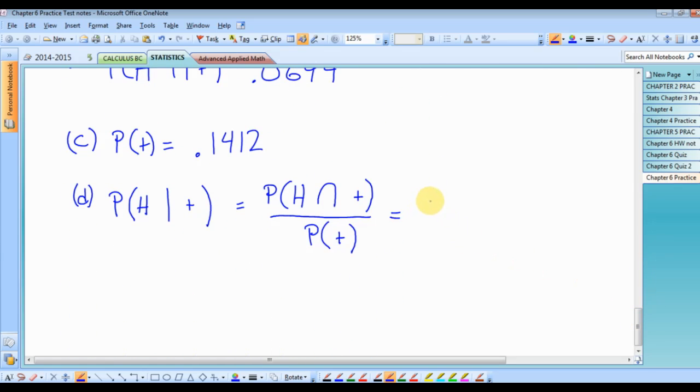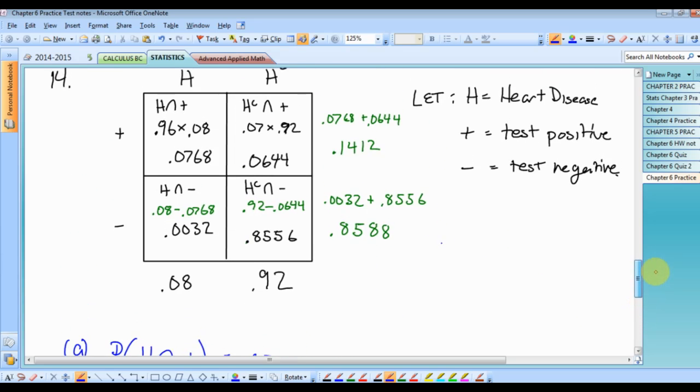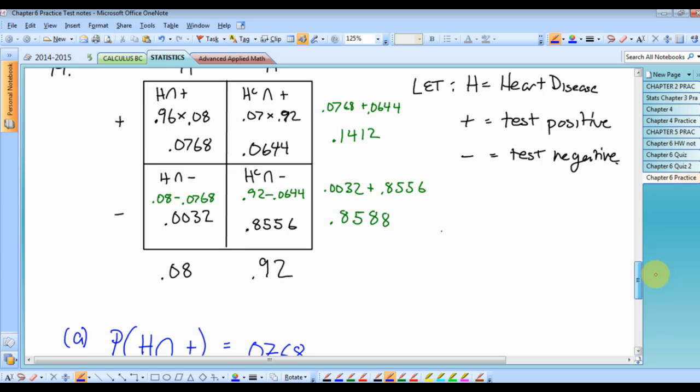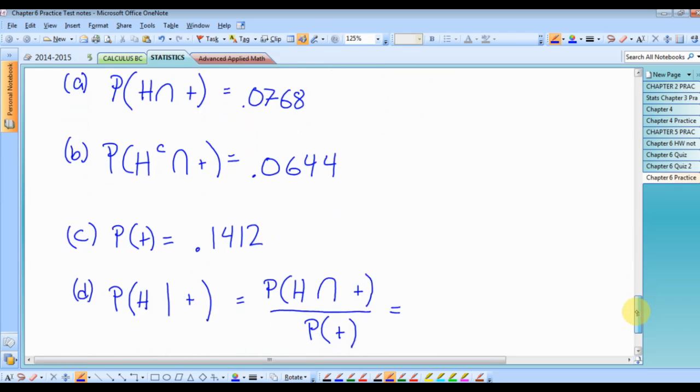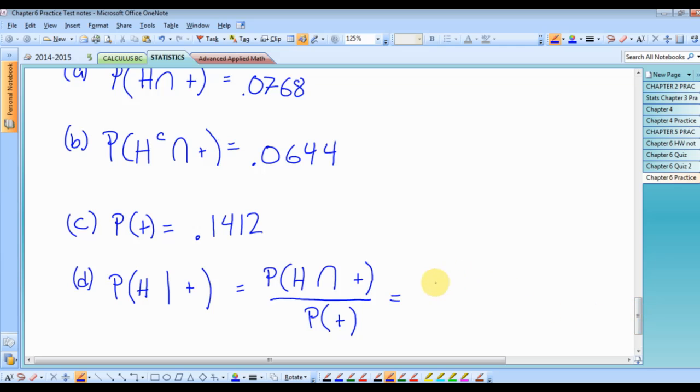Right. Mr. Perry, I have a question. If they ask you if it's independent or dependent, but they say why? Because the probability of positive and heart disease is not equal to the probability of positive times the probability of heart disease. Okay, so let's do that in a second, okay? That's actually really good. Wow, I asked good questions. All right. Not Florida. Nothing against Florida.